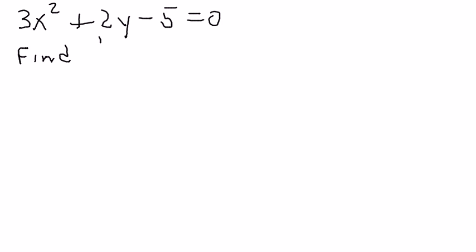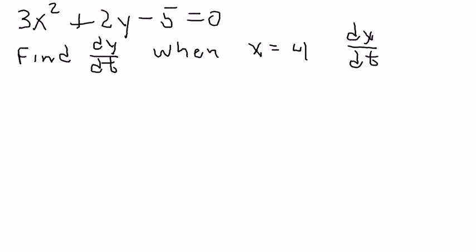Let's just take a nonsense equation first. Let's say we have the equation 3x squared plus 2y minus 5 is equal to 0. And the question would be to find dy/dt, the rate of change of the y variable over the rate of change of time, when x is 4 and dx/dt, or the rate of change of the x variable over time, is equal to -1.